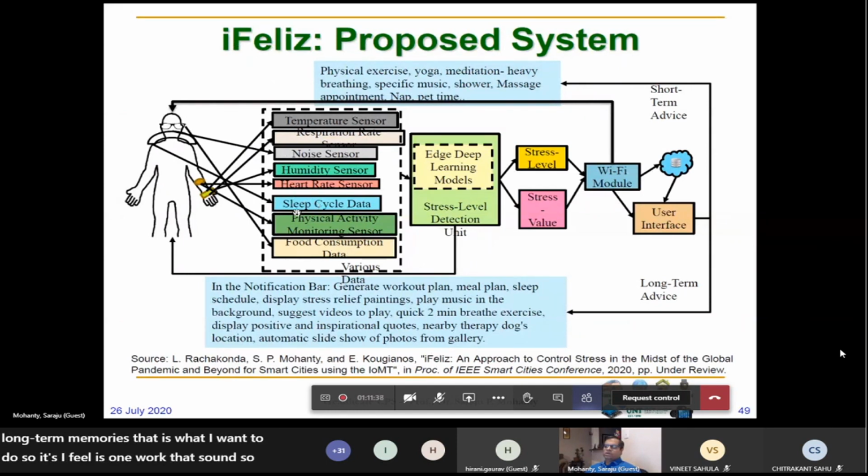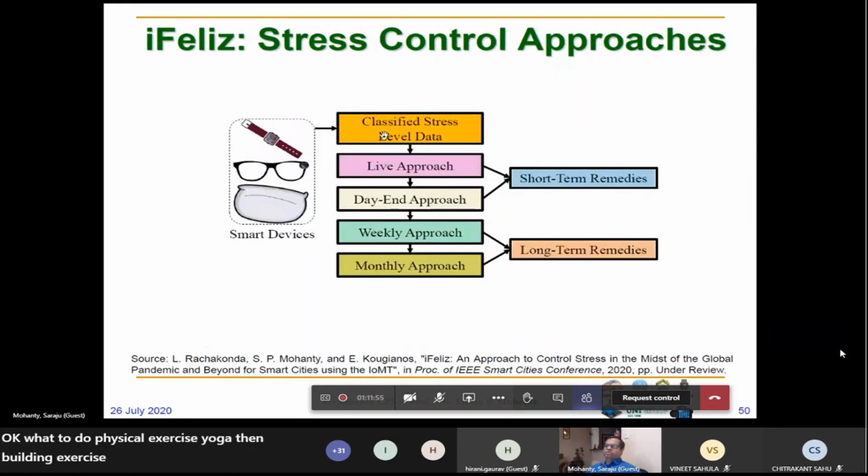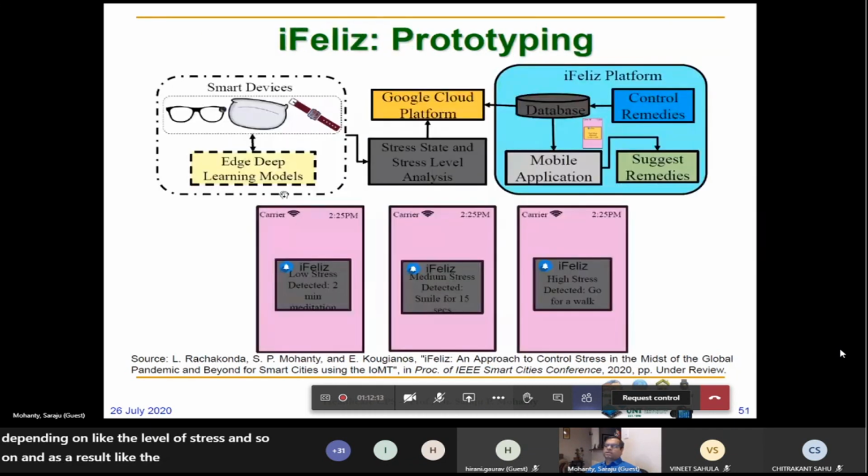So we are monitoring all the things that we can. In fact, we are also able to take into account food consumption and so on. Then we are able to classify what level of stress, and then we are able to suggest what to do: physical exercise, yoga, then breathing exercise, and so on. So what we define as short-term remedies and long-term remedies, two different types of remedies we want to prescribe, depending on the level of stress and so on. And as a result, the user can take care of himself or herself.